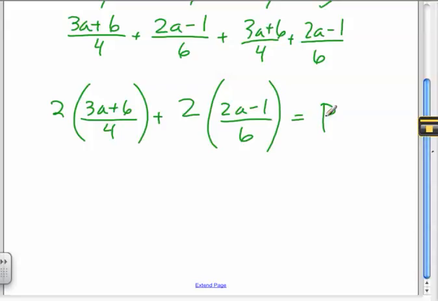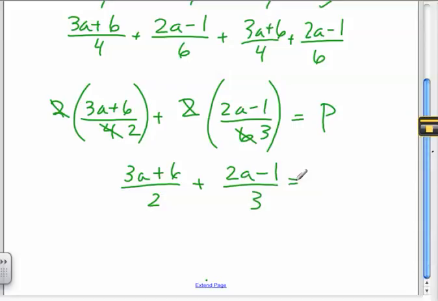And then watch what happens, guys. When I multiply, this 2 cancels with that 4 and it just becomes a 2 down there. Are we all right so far? Does that make sense? What you got, Devin? I don't know if we should factor yet. Not yet. I'm going to simplify these fractions and then we'll do some factoring. All right. The 2 cancels here with the 6 and that becomes a 3. So now my new formula says 3a plus 6 over 2 plus 2a minus 1 over 3 equals perimeter.